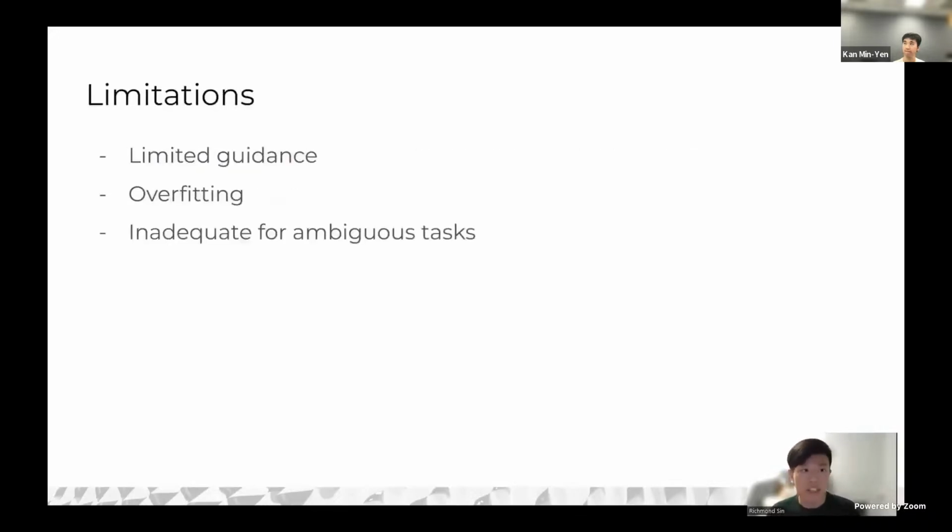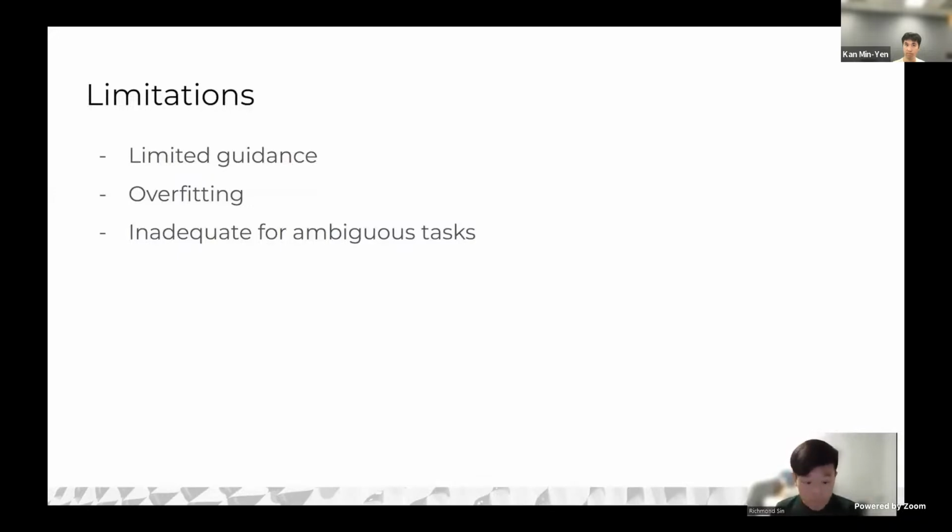Other limitations are that it has limited guidance, overfitting, and inadequacy on some tasks. For limited guidance, one-shot prompting provides only a single example to guide the model, and this can be insufficient for complex tasks that require a broader understanding of the task or context. The model may struggle to generalize beyond the provided example. For overfitting, when the model has access to just one example, it may rely only on that example and produce results that are too similar to it. This can result in responses that lack diversity and feel too constrained to solve the task.